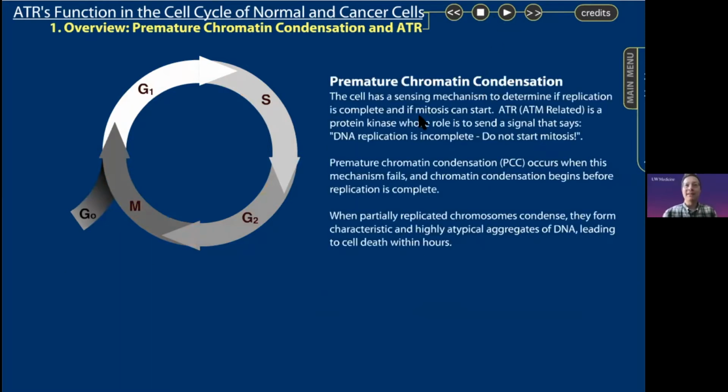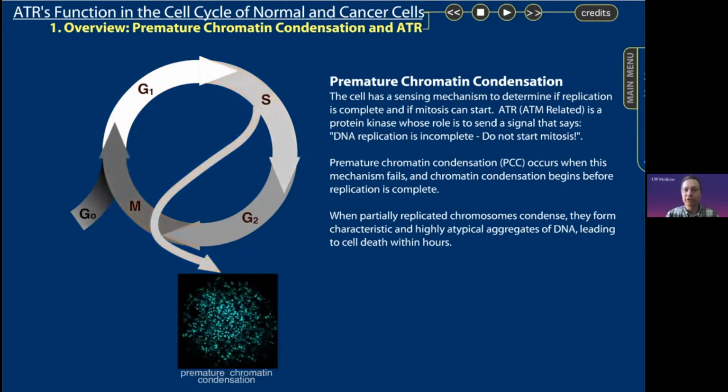What can happen when that doesn't go right is something called premature chromatin condensation, where essentially before all the DNA is completed replicating, the cell actually biochemically enters mitosis and tries to condense its chromatin, and you get this giant mess of what looks like pulverized DNA here, where short segments and long segments have been copied, and it's a tangled giant mess, and that leads to cell death. And this is what happens if there's extensive incomplete replication and ATR is not functional.